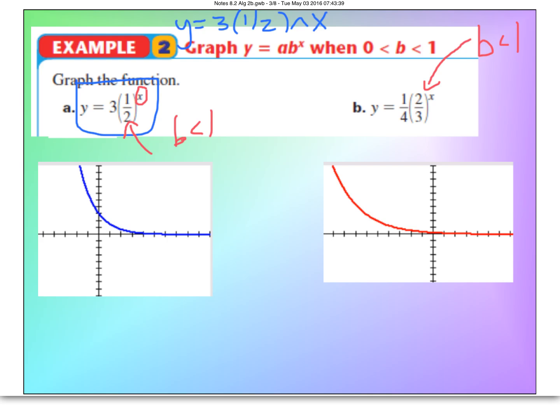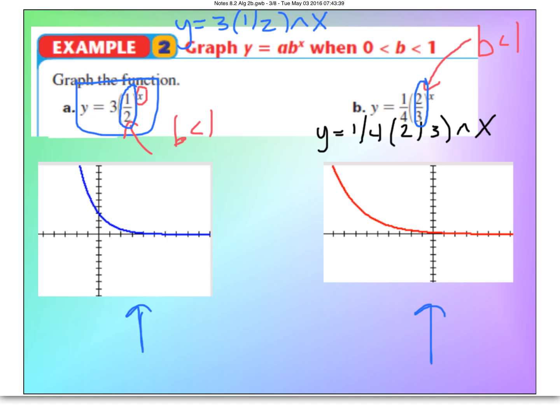When you type the second one in the calculator, you would just type y equals, 1 divided by 4, then open parenthesis 2 divided by 3, close, to the caret of x, and you should get the correct graph. The connection to make here is, if we look at the first graph, the rate of decay is 1/2. In the second graph, the rate of decay is 2/3. 2/3 is a bigger number, and you can see that this graph right here actually is shrinking at a faster rate than this first graph. And you can compare the base number with the picture then.